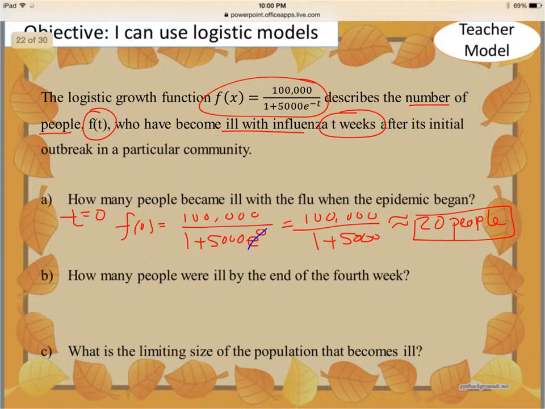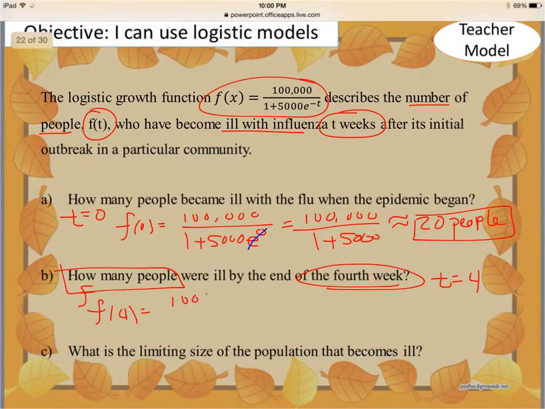Part B says how many people were ill by the end of the 4th week. So we're finding that f of t, and they gave us the 4th week. That's our time. Remember, t describes how many weeks have gone by. So I'm going to use t equals 4 in order to substitute that into my equation. We've got e to the negative 4. Plugging that all into the equation, let's see what we got. And I got 1,080 people.